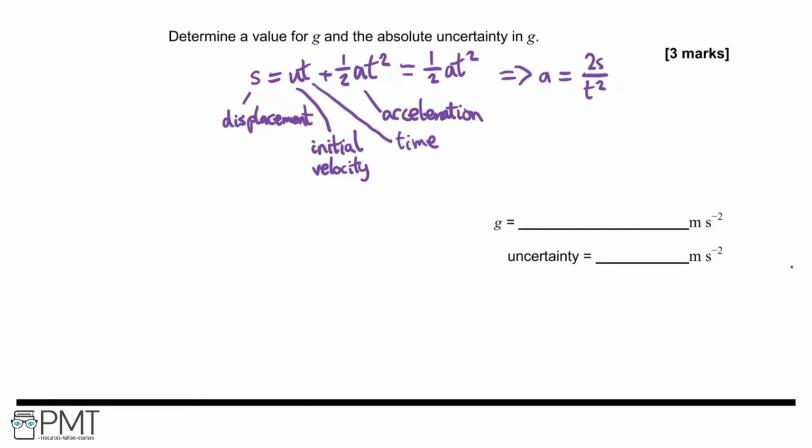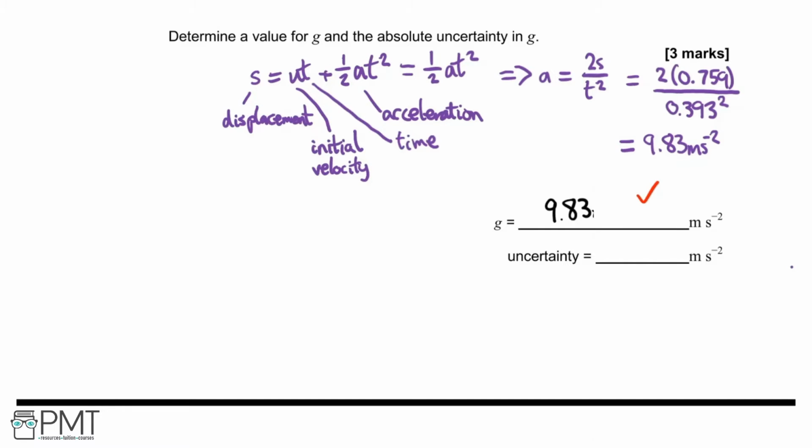And A is going to be the value of G that we're looking for, so we just need to substitute the values into that equation, which gives us 9.83 meters per second squared. So that's our value to begin with, and that will be our first mark of the 3.